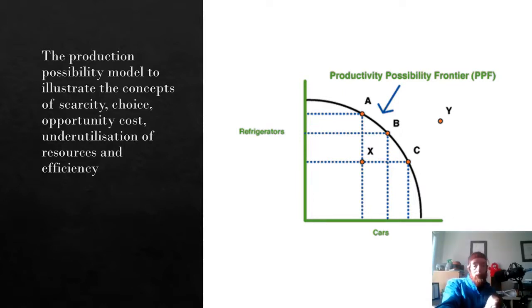We've got other points in here as well, so points like X and Y. So in this case, when you're at a point X, which is inside that curve, you're actually underutilizing your resources and producing at a point under your productive capacity.